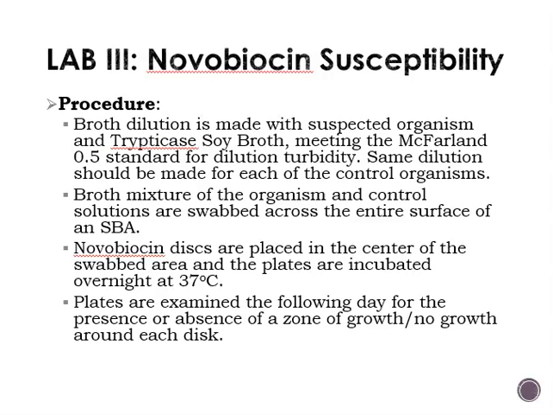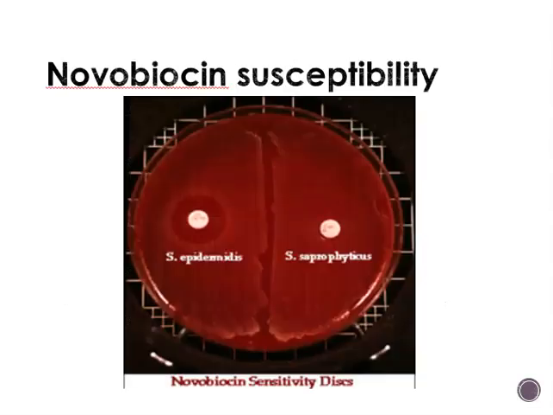We probably will not be performing this one in class, but it is a drug disc test. So we have to make a broth from our suspected organism that we swab all over the surface of the plate. On this side we've swabbed Staph epidermidis. On the right side we've swabbed Staph saprophyticus. We place the drug discs in the middle of that inoculated area. It has to incubate overnight, and then when we come back the next day, we're looking for this zone.